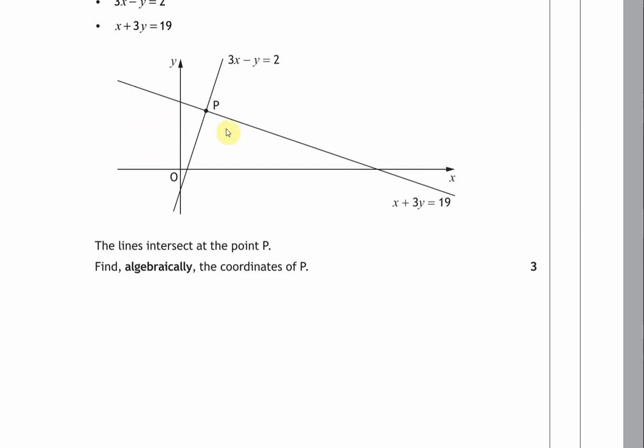So we can solve simultaneous equations in two ways. You can solve them by substitution, which is you rearrange one of the equations, so y in terms of x, and substitute it in, or you can do it by elimination, which is when you stack them on top of each other, make one of the variables the same, and start to cancel out. So for me, I'm going to do the elimination. So we're going to stack these on top of each other. So we'll have 3x minus y equals 2, and then we'll have x plus 3y equals 19.